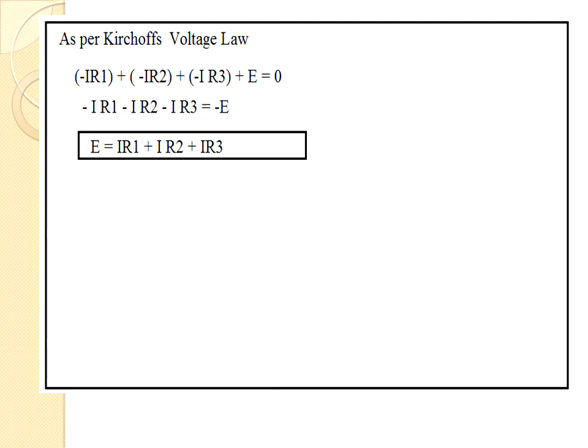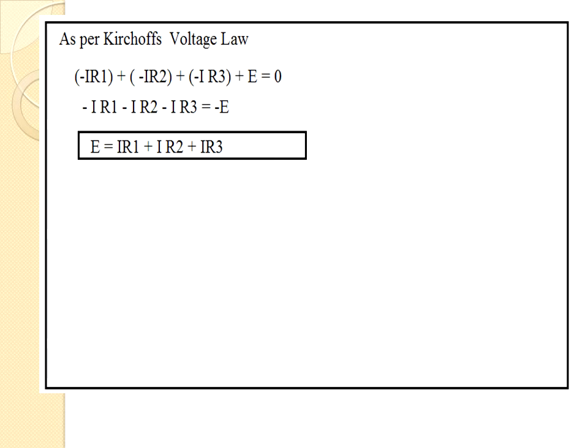As per Kirchhoff's voltage law, we have to develop the expression. Minus I into R1 plus minus I into R2 plus minus I into R3, because all three are a fall in potential, therefore I take minus. Then plus E, that is a rise in potential, equal to 0. Sigma I into R plus sigma EMF is equal to 0.